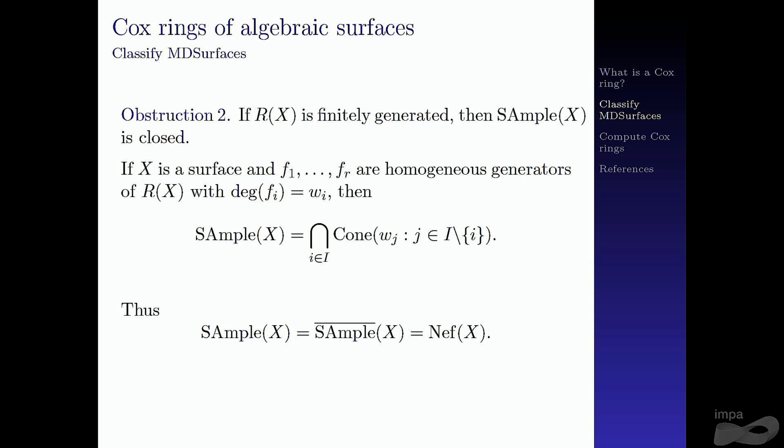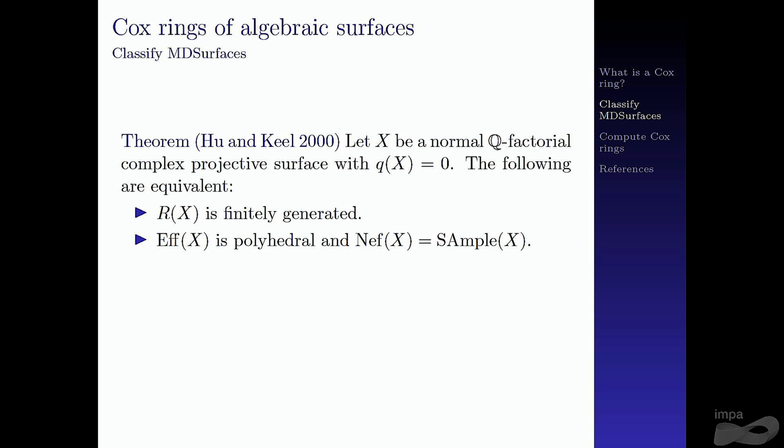OK, so the good news is that there is a theorem by Hu and Keel, which says that even in more general conditions, for a normal Q-factorial complex projective surface, these are the only obstructions. So the Cox ring is finitely generated if and only if the effective cone is polyhedral and the nef cone equals the semi-ample cone.